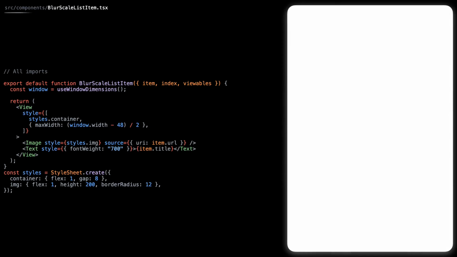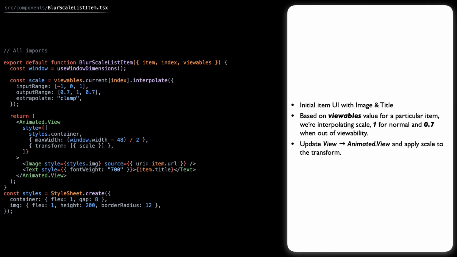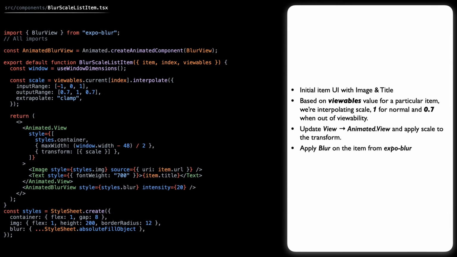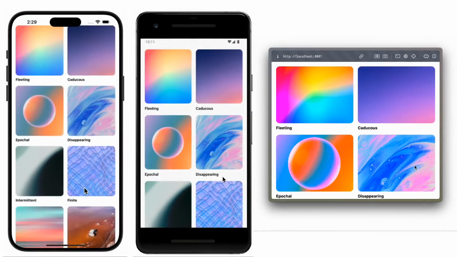Next, for the second animation, steps are pretty much the same. Interpolate the scale, change view to animated and apply the style. Apply the blur view, change it to animated and interpolate its intensity, and that's it.